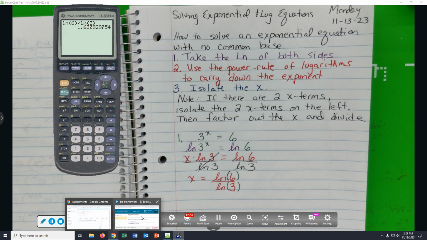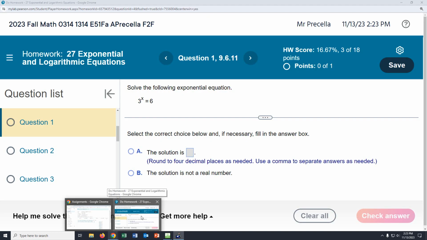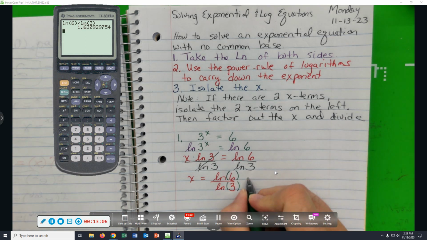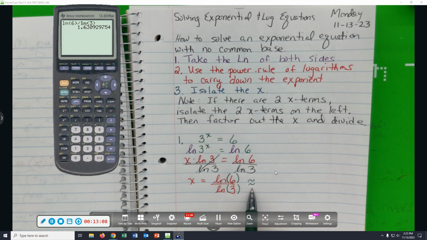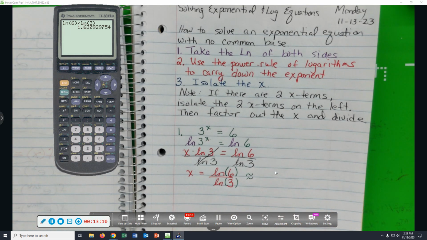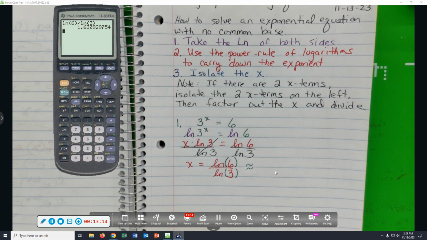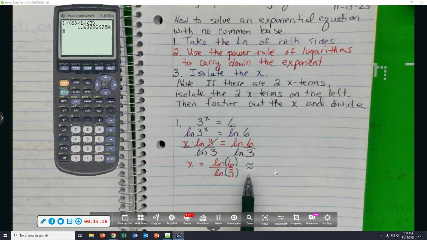I don't remember, how did it say to round this? Let's look and see. Round to 4 decimal places as needed. Use a comma to separate answers as needed. You don't need to. There's only one answer. So if I'm going to round this to 4 decimal places, the equal sign just means approximately equal. It's just saying I'm rounding. You might be saying, well, wait, you haven't used that symbol before. Yeah, we haven't been rounding decimal numbers. If you just want to put an equal, fine.